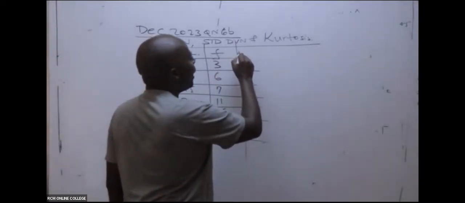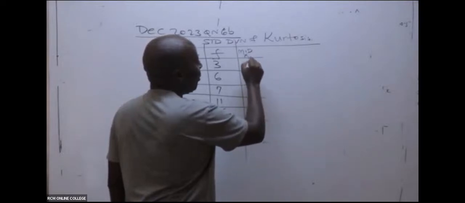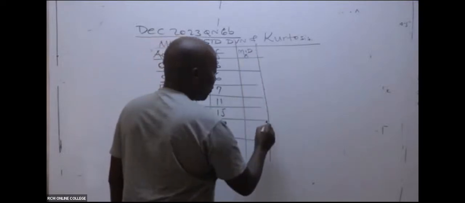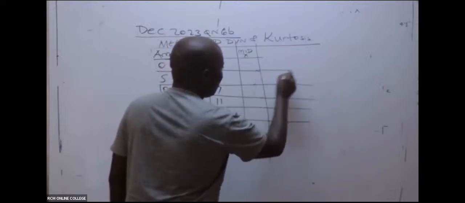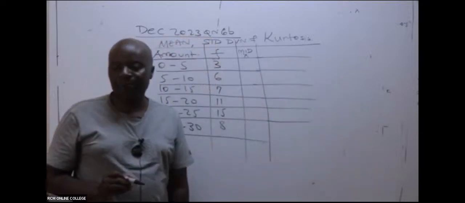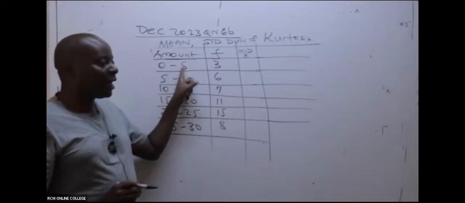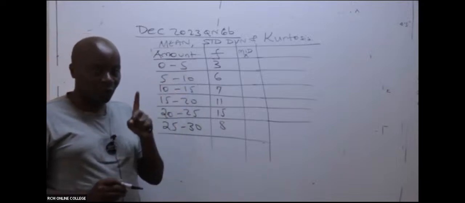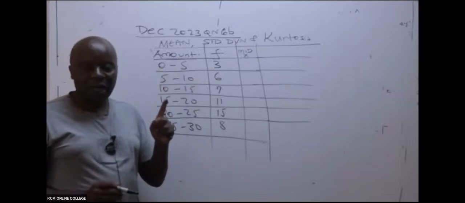So if I'm given this kind of information, even without thinking too much, the very first thing that I will do is to get what we call the midpoint. So the midpoint will be my x values. How do we get x values? Lower limit plus the upper limit, you divide by 2. So now we have here 0 plus 5, that is 5.